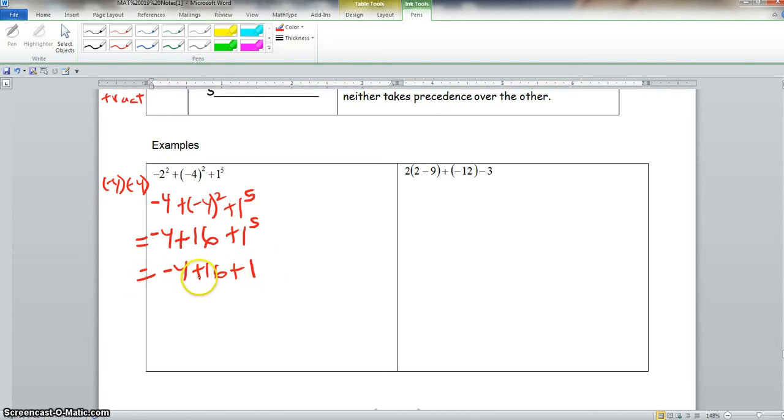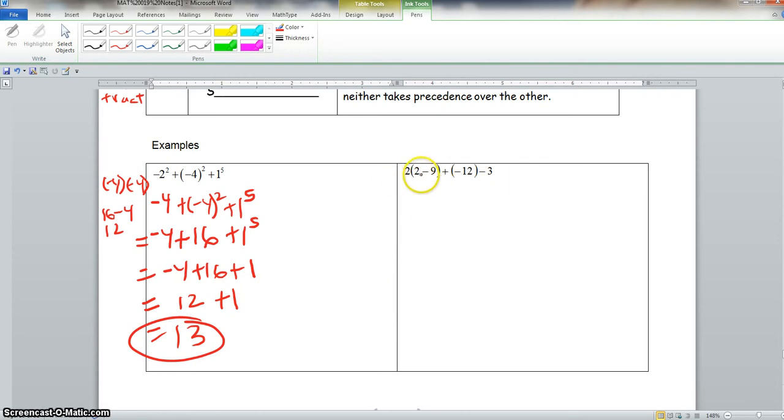Now we have a negative 4 plus 16 plus 1. So we go from left to right because it's all addition. Now, because these have opposite signs, we will look at it as 16 minus 4, which we know is 12. Now, since 16 is the larger number and is positive, we will leave 12 positive and bring down this plus 1. And 12 plus 1 is 13. Now we go here to number 2.